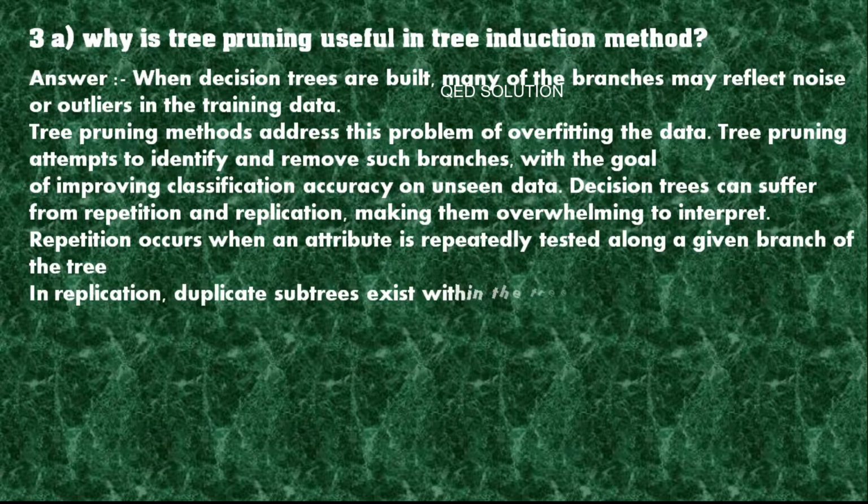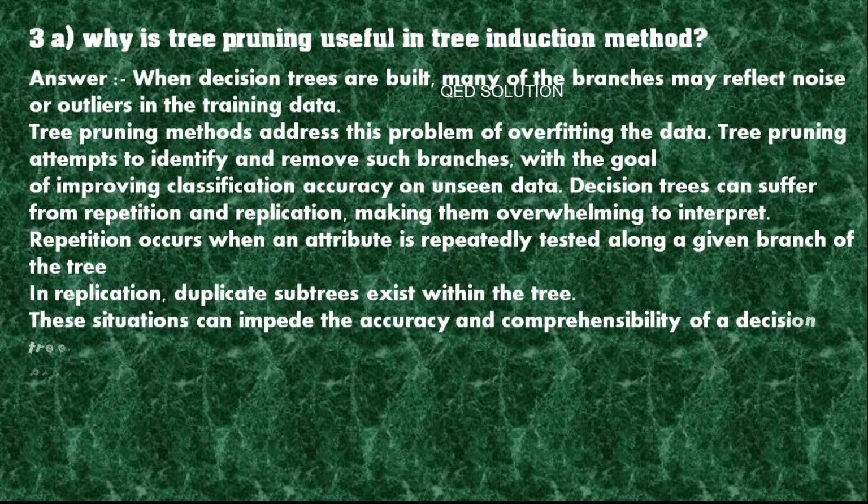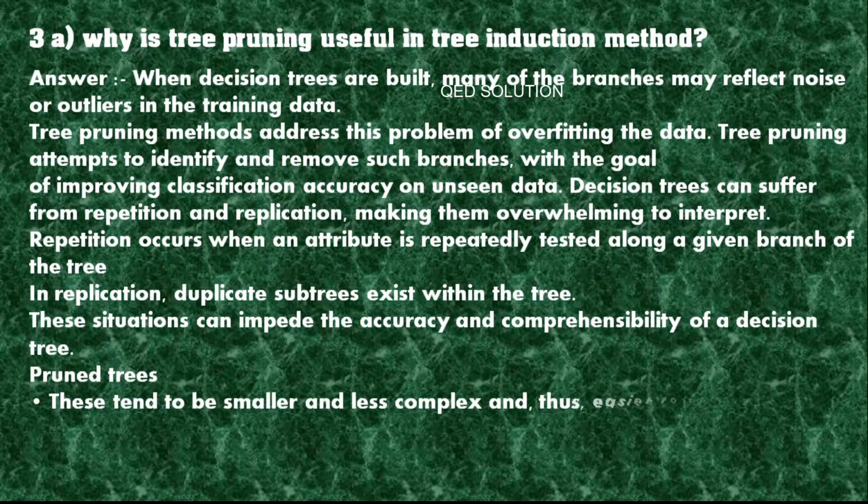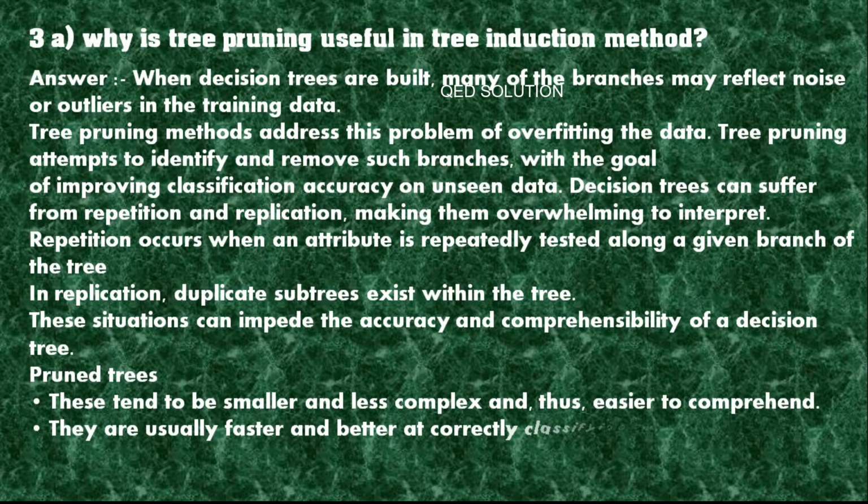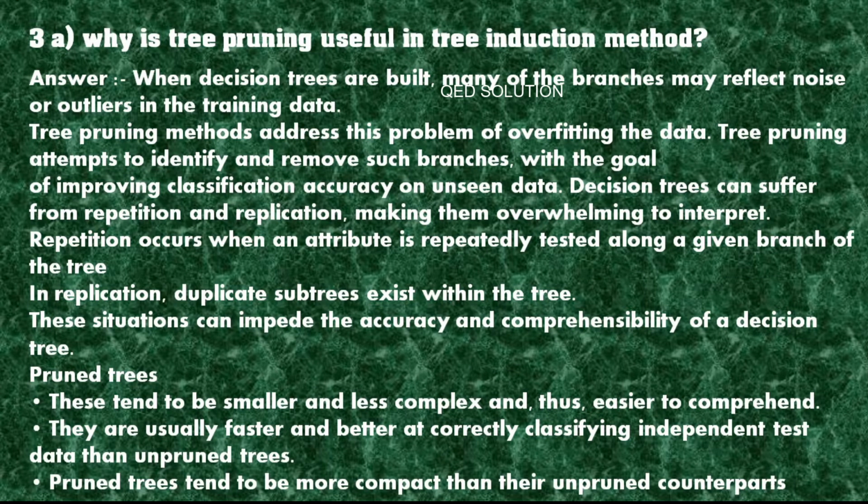Decision trees can suffer from repetition and replication, making them overwhelming to interpret. Repetition occurs when an attribute is repeatedly tested along a given branch of the tree. In replication, duplicate subtrees exist within the tree. These situations can impede the accuracy and comprehensibility of a decision tree.